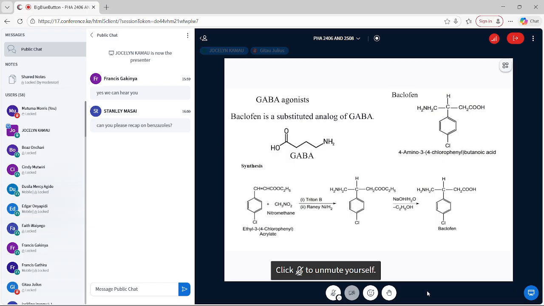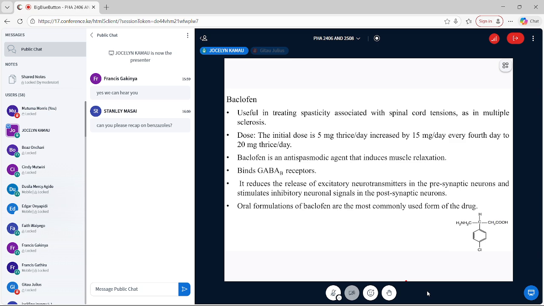So we are saying not only does it bind GABA, it also inhibits the release of the excitatory neurotransmitters, which we did mention is usually glutamate, with glycine being a co-agonist in the NMDA receptors. This is 4-amino-3-(4-chlorophenyl)butanoic acid.